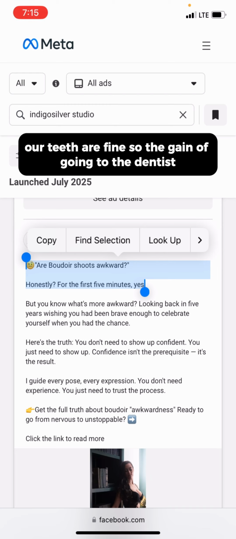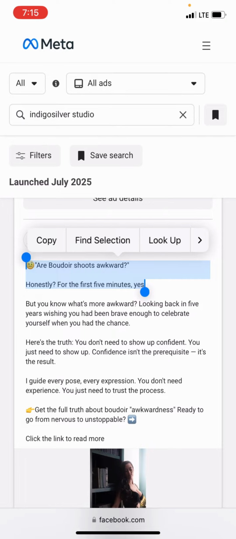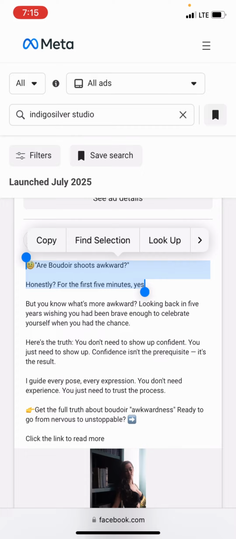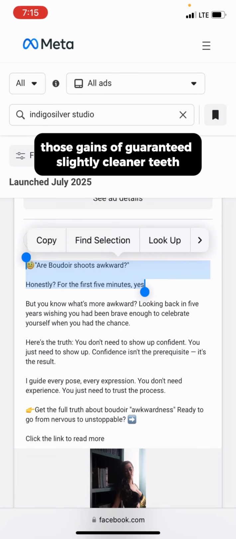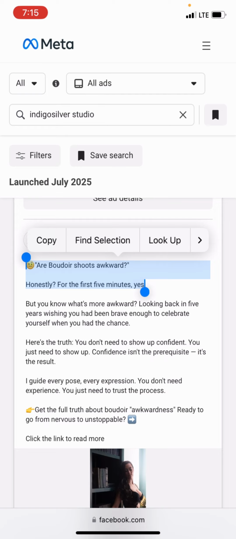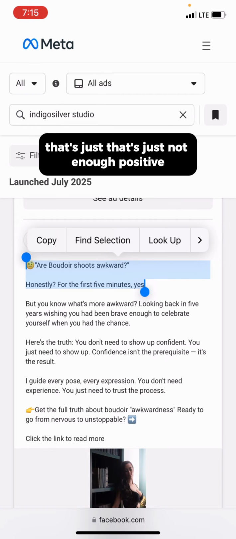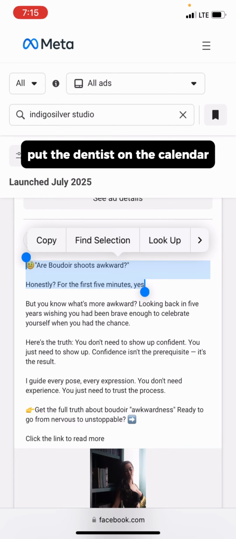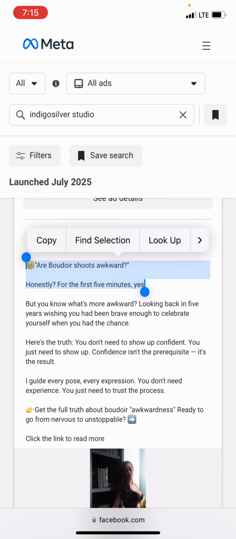Our teeth are fine. So the gain of going to the dentist, changing our schedule around, pushing everything back, probably screwing up our week with how much we've got to do. Those gains of guaranteed slightly cleaner teeth and guaranteed no cavities, that's just not enough positive, not enough gain to actually get us to take an action, put the dentist on the calendar, and show up for our appointment. All right.